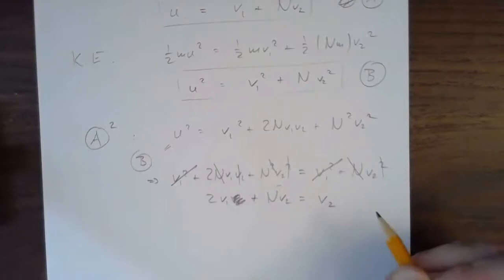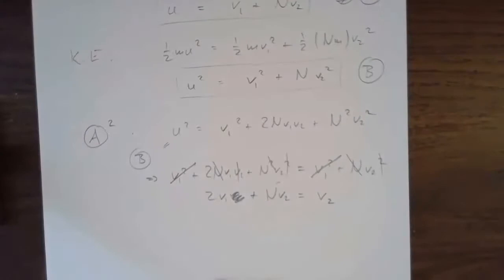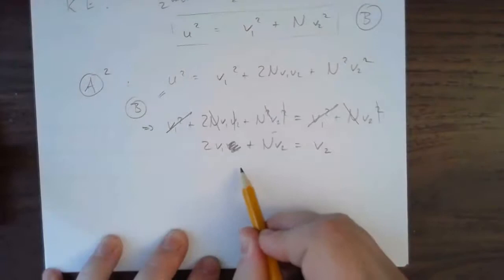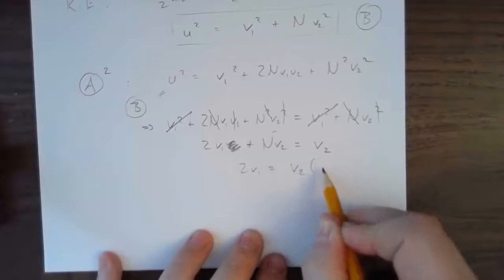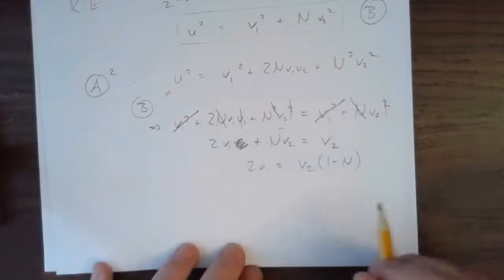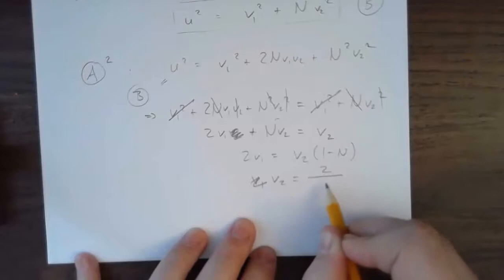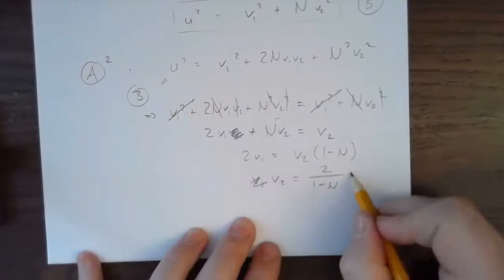Alright. So again, make sure you follow the algebra, a lot of cancellations here. So I can then write 2v1. I'm just doing algebra right now. It's going to be v2 times 1 minus n, because I'm taking this term to the other side and then factorizing it. And so I want v2. v2 is 2 divided by 1 minus n, times v1. Alright, so I've got v2 in terms of v1.